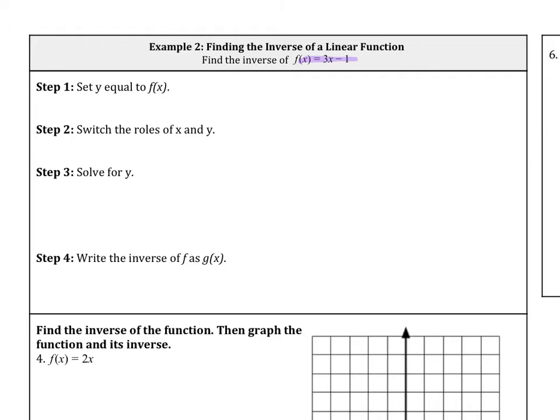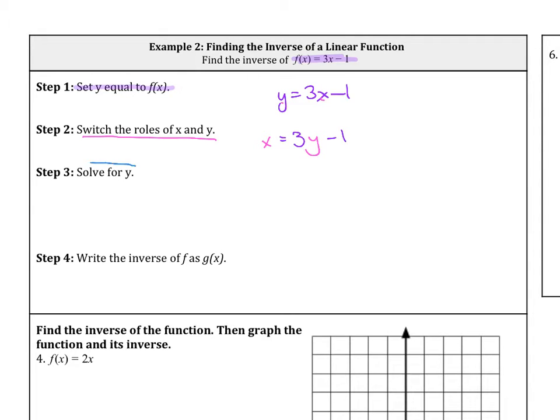And so what we want to do, the very first step is you set y equal to f of x. That is always first. So therefore, this becomes y equals 3x minus 1. The next thing is to switch the roles of x and y. So just switch them. So change the y, change the x. So this becomes x equals 3 times y and then minus 1.